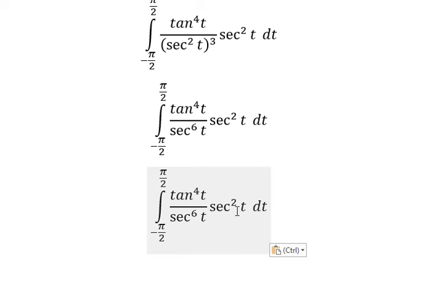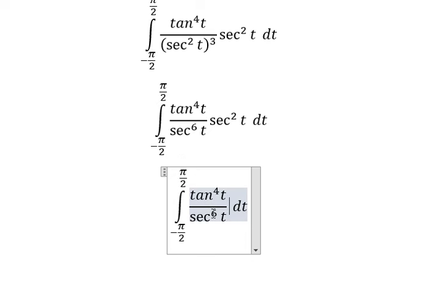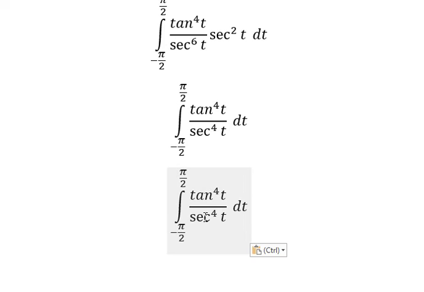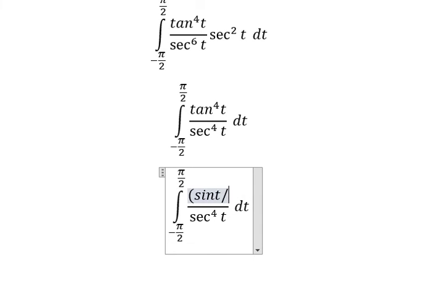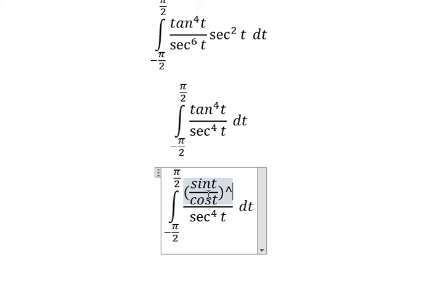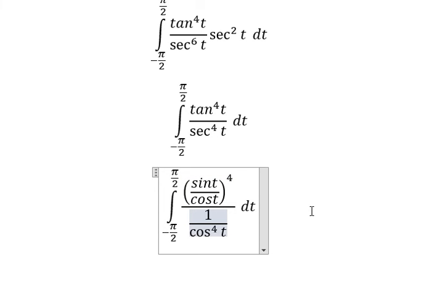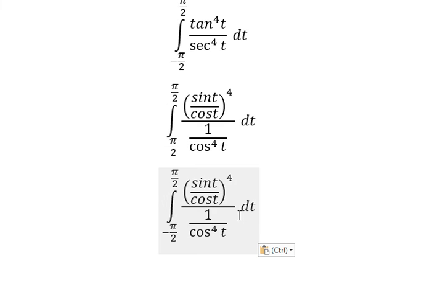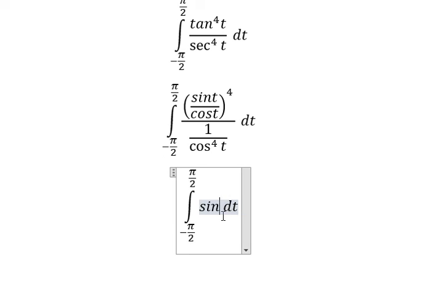Now we simplify secant of t squared on numerator and denominator. We know that tan t to the power of 4 we change for sin t over cosine t to the power of 4. This one we change for 1 over cosine t to the power of 4. Cosine t to the power of 4 is simplified by cosine t to the power of 4. So we change for sin t to the power of 4.